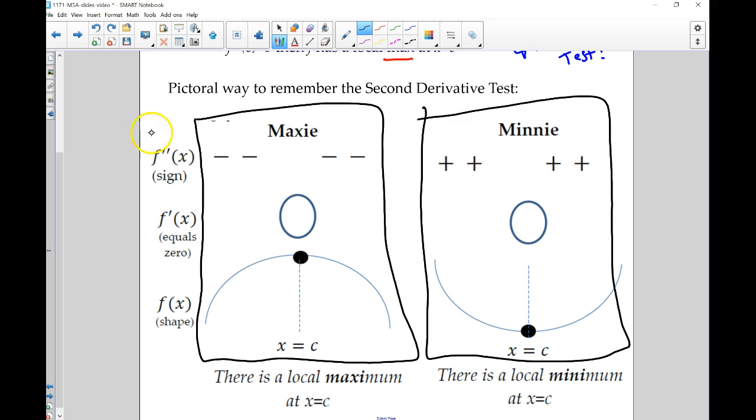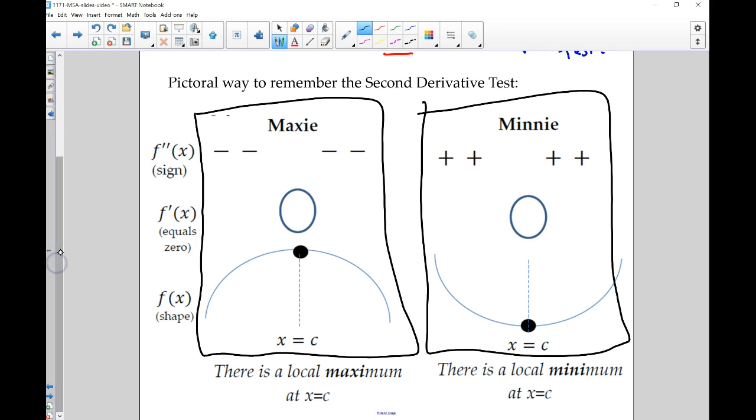So the way to remember this is if f of x has a maximum at x equals c, then the derivative at this is 0, and on either side, the concavity, the sign of the second derivative, should be negative. For Minnie, if we have a minimum, then the first derivative is 0, and the second derivative would be positive at that critical point. Just a couple ways of remembering this test.